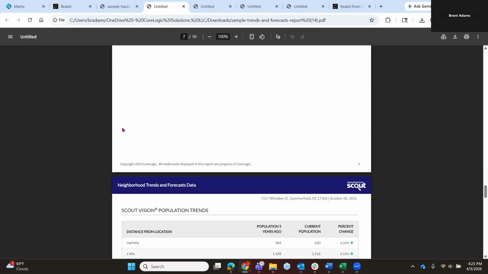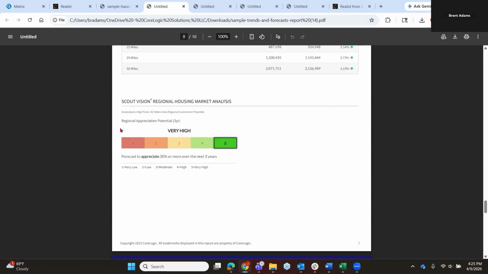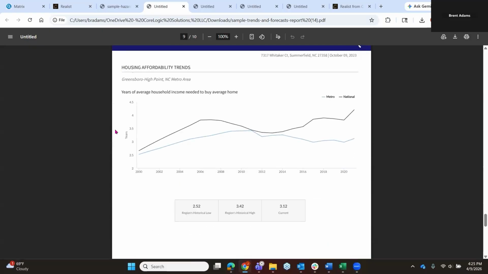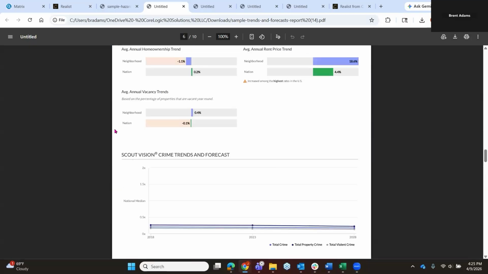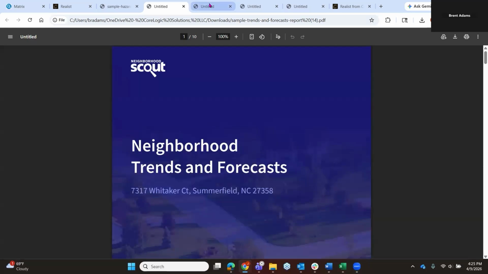You're getting the idea that we have just got a host of information here that's going to let you know not only what's going on actively in your neighborhood, but what the history was, what the future is, and now you've got all the data to back up exactly why these properties are appreciating or depreciating the way they are. So I love that one. That's one of my favorites. Don't forget, that is the neighborhood trends and forecasts.